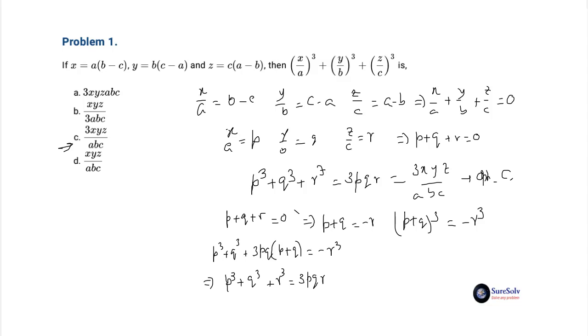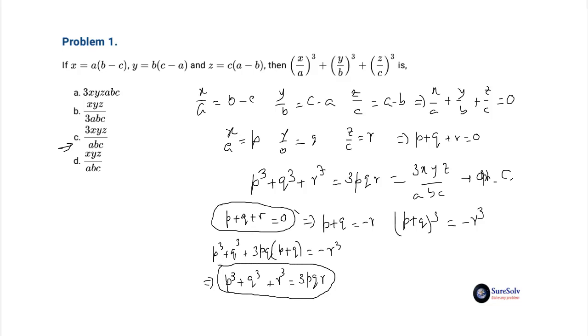This is an important algebraic problem solving principle which you have to use often. If p plus q plus r equal to 0, you would know immediately that p cube plus q cube plus r cube will be equal to 3pqr. p plus q plus r equal to 0 will result in p cube plus q cube plus r cube equal to 3pqr.